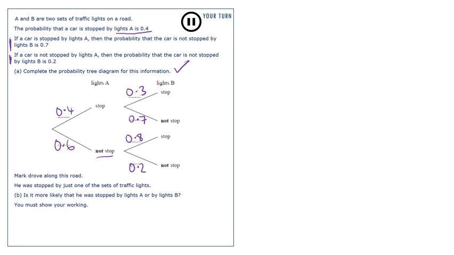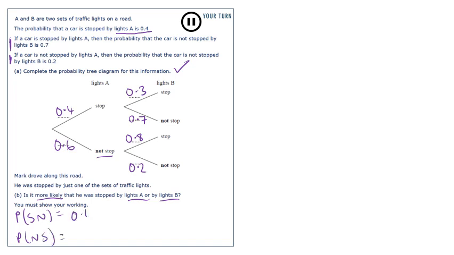So someone drove along the road and was stopped by just one set of traffic lights. Got to find out if it's more likely they're stopped by lights A or lights B. So we want to find which one of those two has the highest probability. So we need to find out the probability of stopped and then not stopped, the probability of not stopped and then stopped, and just see which one's higher.